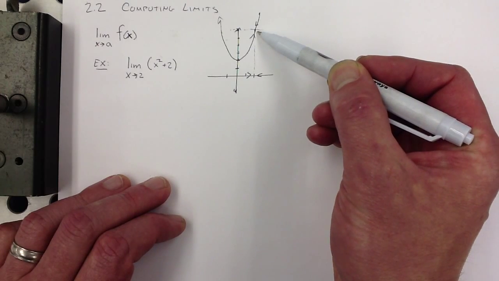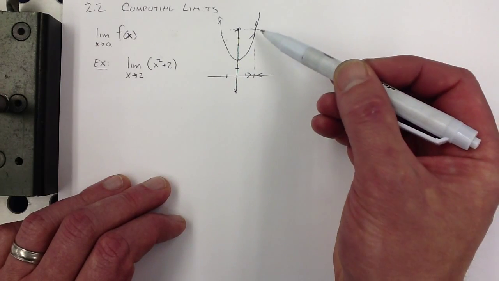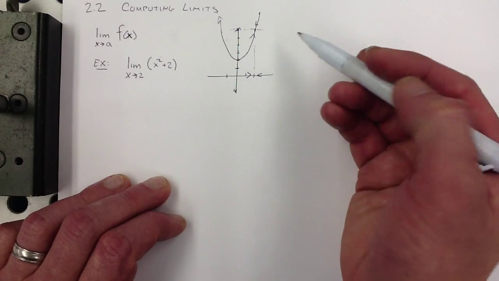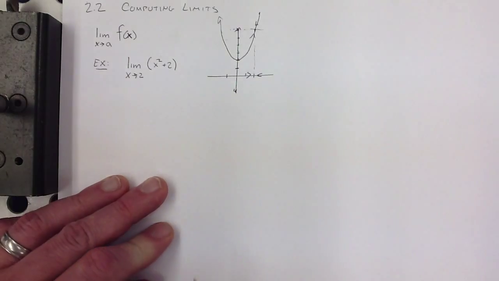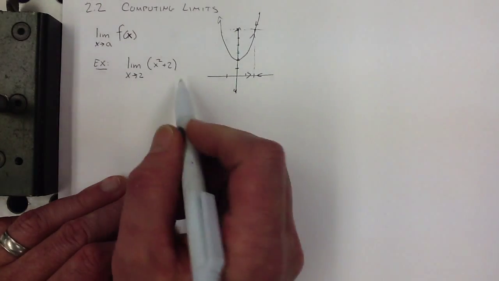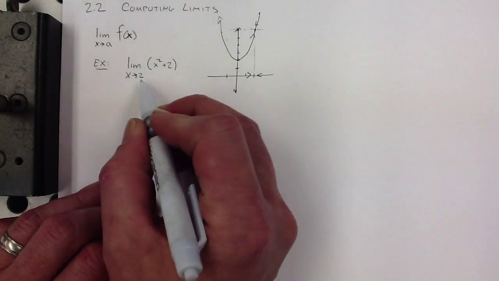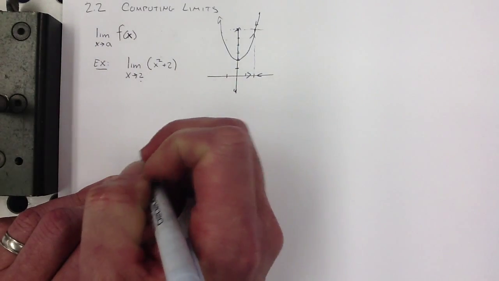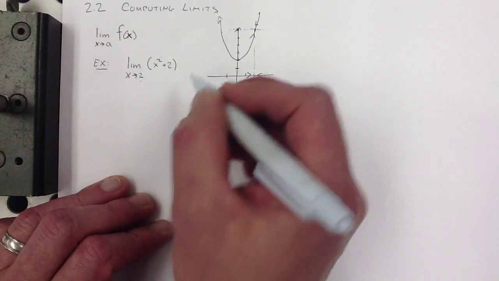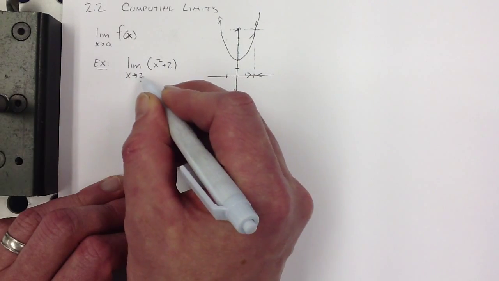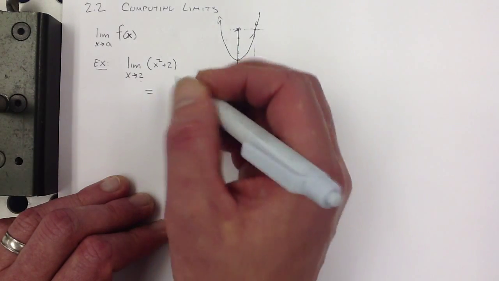So none of the things that give us pause to really think about limits is happening here. Now, algebraically, the way that that shows up is that you take the 2, plug it in, you get your answer, right? So what's the limit as x approaches 2 of x squared plus 2? It's what you get when you plug 2 into this.